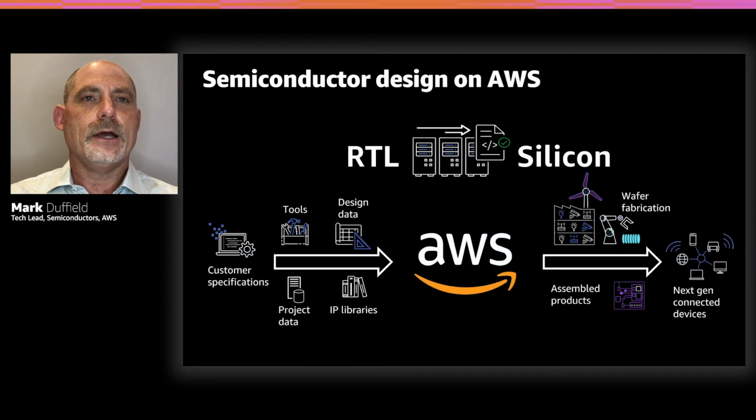So let's dive into semiconductor design on AWS. This is a short and to the point approach that we like to hand off to our customers. You have the same things on the left side and the same things on the right, but now you're running all of this on AWS and we're helping you do that. So you're going to have the customer specifications, the tools, the design data, project data, and the libraries that you're going to need to design a chip. The output is a next-gen connected device, whether that's an SoC, a small chip, or an ASIC, what have you. But the products are the same, from wafer fabrication to assembled products, etc.